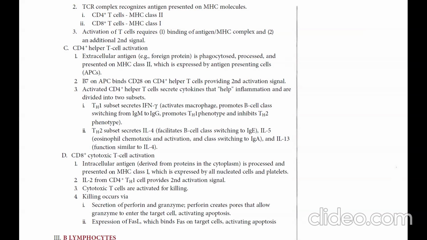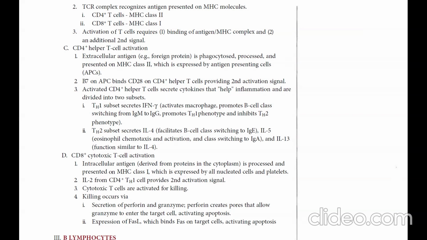CD8 positive cytotoxic T cell activation: intracellular antigen derived from protein in the cytoplasm is processed and presented on MHC class 1, which is expressed by all nucleated cells. Interleukin-2 from CD4 T helper 1 cells provides the second activation signal. Cytotoxic T cells are then activated for killing.